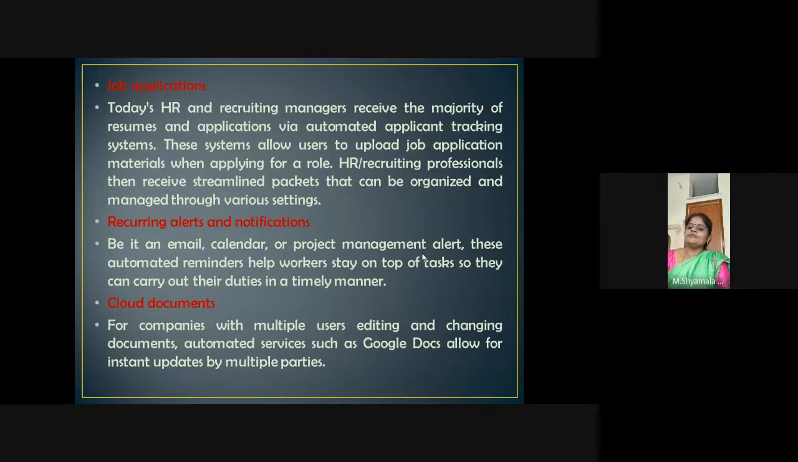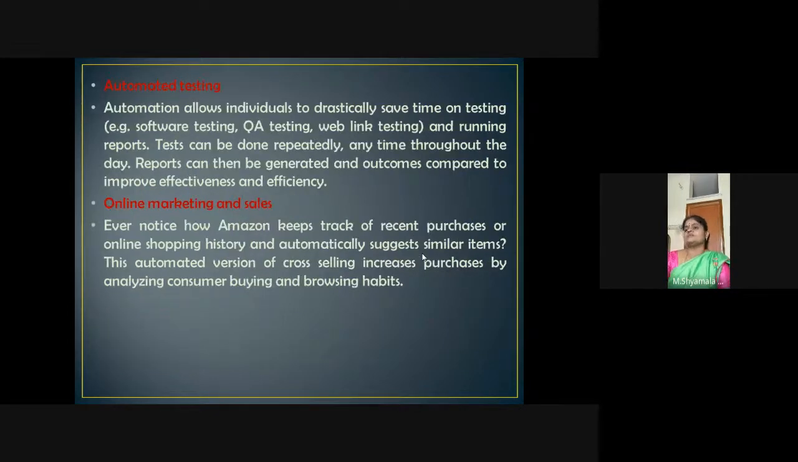Cloud documents for companies with multiple users editing and changing documents. Automated services such as Google Docs allow for an instant update by multiple parties. Automated testing in software testing, QA testing, web link testing, it is all automated.